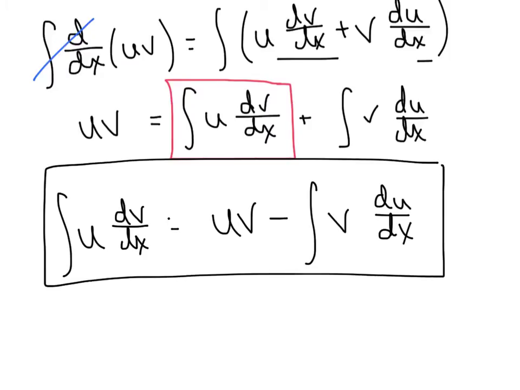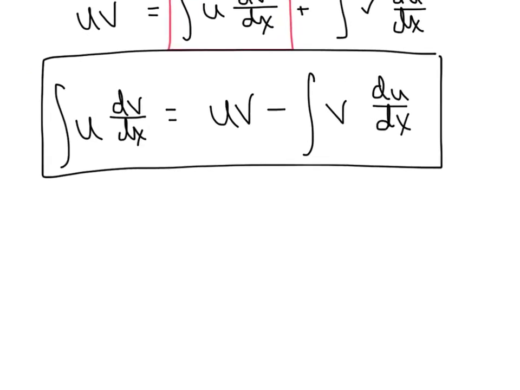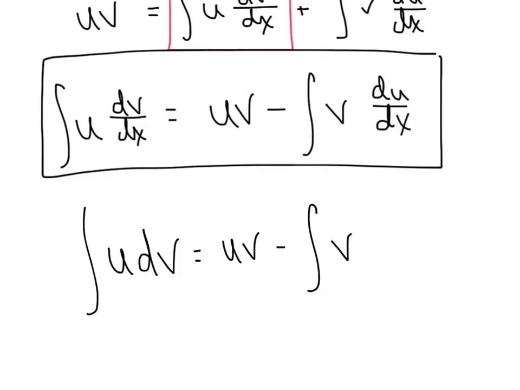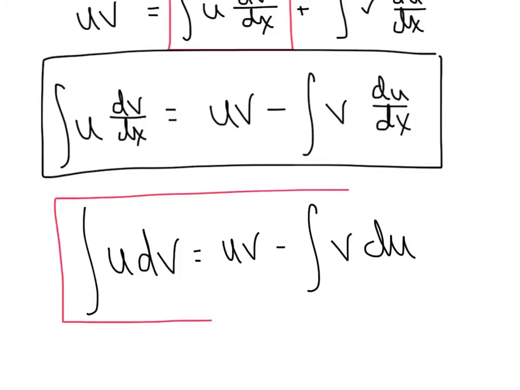Now we're going to shorten it up a little bit. We generally disregard the dx's, so we would generally write the integral of u dv is equal to u times v minus the integral of v du. And ladies and gentlemen, this is our new big fancy formula for tonight. This is called integration by parts, and we are going to be good at it.